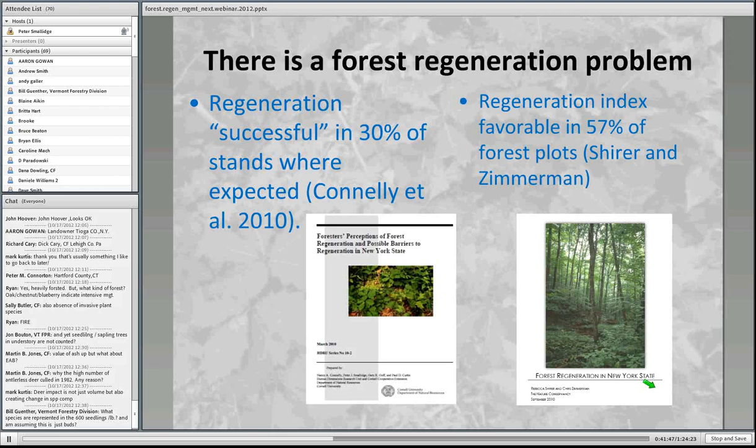The Nature Conservancy study used an index, and because that index included seedlings that were shorter than 5 feet, they had a more generous definition of what regeneration success was and correspondingly had a higher level of favorable regeneration. So these two studies, I think, very well complement each other. It's interesting they happened in the same year and, in fact, independent of each other, but yet arrived at basically the same conclusion.